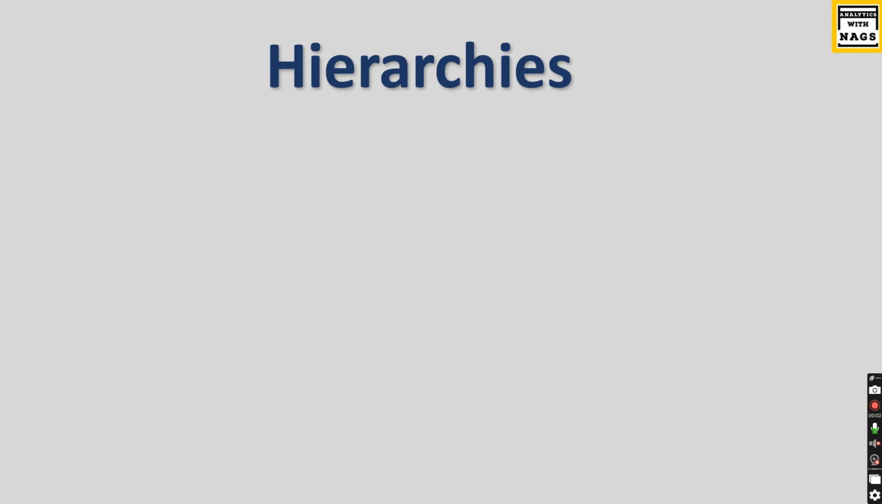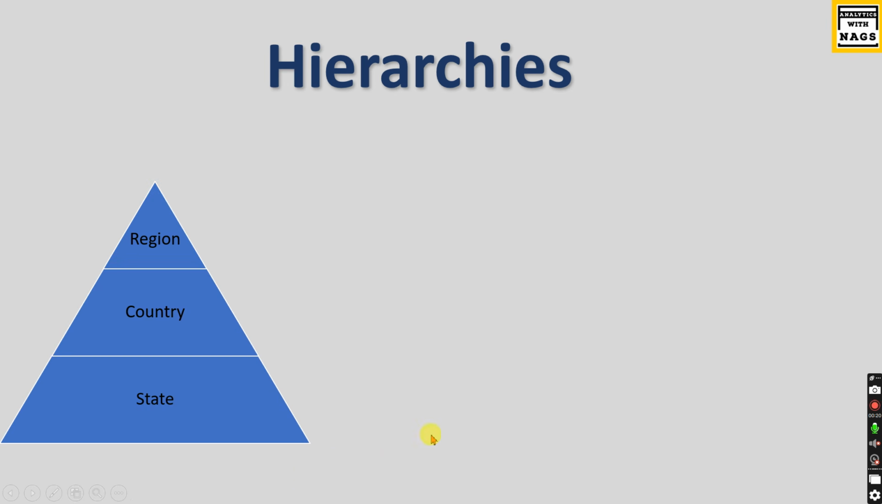In this section, we are going to talk about hierarchies. Hierarchy is basically organizing your data at different levels, right? So that your queries will be faster and you can have the drill down and roll up features. What I'm talking about, let's take an example as the location hierarchy.